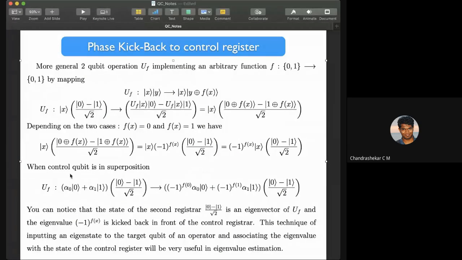So when the control qubit is in superposition, again, the same thing can be rewritten where you are writing it as f of 0 or f of 1 explicitly. You can notice that the state of the secondary qubit is an eigenvector of U of x, and an eigenvalue is kicked back. It means that the coefficient values which you have are kicked back to your control register. This technique of inputting an eigenstate to a target qubit of an operator and associating the eigenvalue with the state of the control register will be very useful in eigenvalue estimation. It means that you want to have an estimation of the eigenvalues of the state.